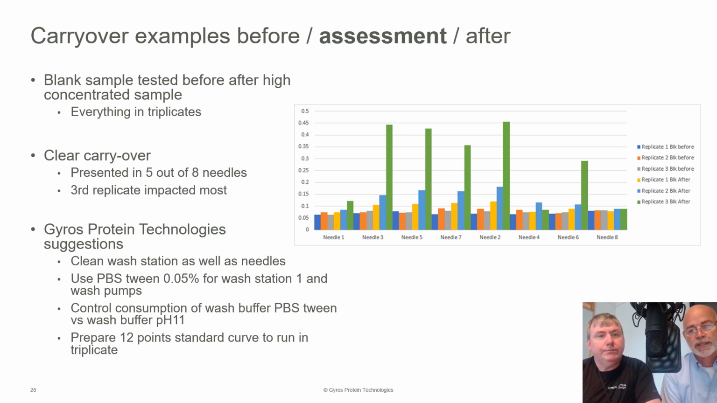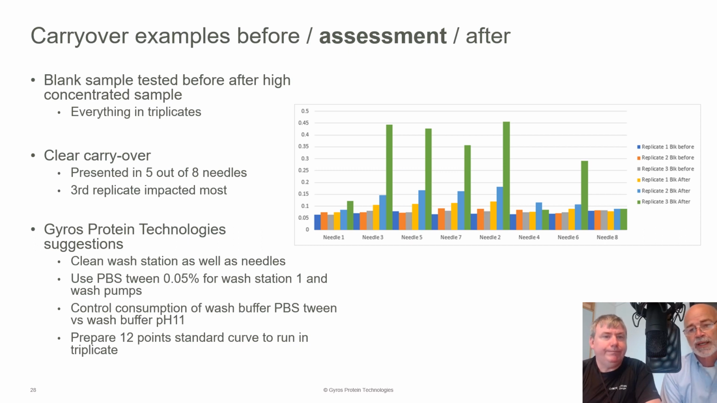So in this example, we've done a blank before, and then a high calibrator with all 8 needles, and then a blank after using all 8 needles. You can see the needles listed across the x-axis in this chart, 1 through 8. And those responses are 3 responses, so it was done in triplicate, so there are 3 different colors. The blue, orange, and gray are the 3 responses for before, and then the 3 responses after are represented by yellow, blue, and green.